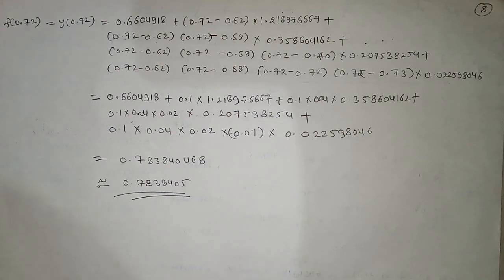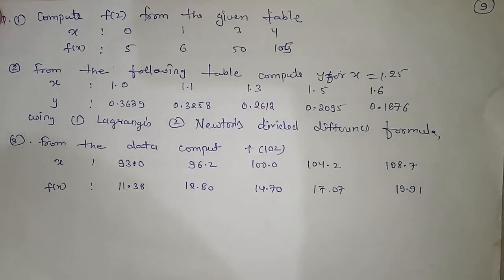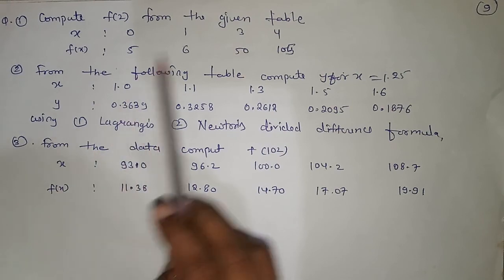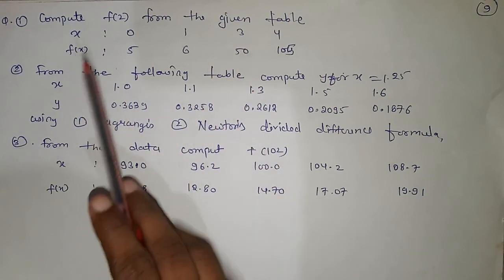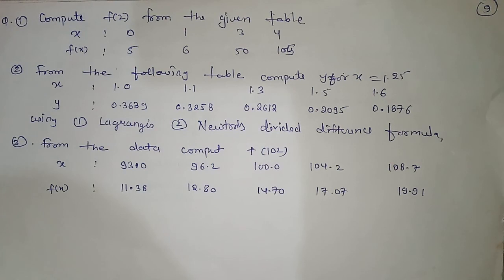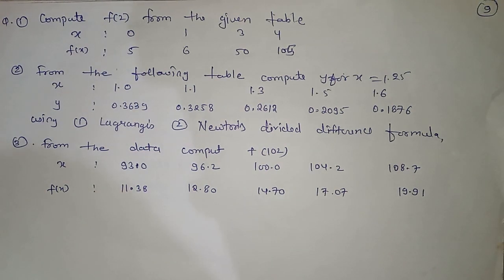Now we have some questions which you have to do. These are three questions which you have to solve. In the first and last question, it is only given to compute f of 2. So in these two questions, you have to use both formulas, Lagrange's and Newton's divided difference. In the second one, it is already mentioned which formula you have to use. So you have three questions, but if you solve each question by two methods, then this becomes six questions. This is our practical 6, based on Newton's divided difference and Lagrange's interpolation.